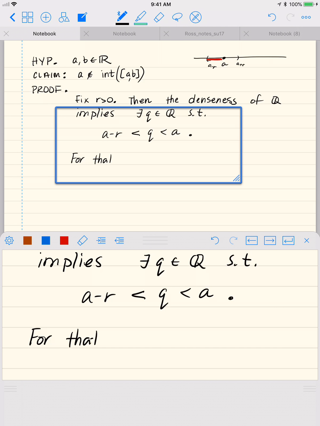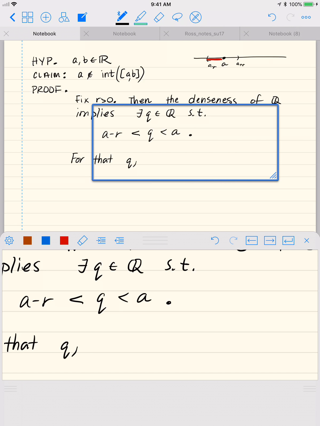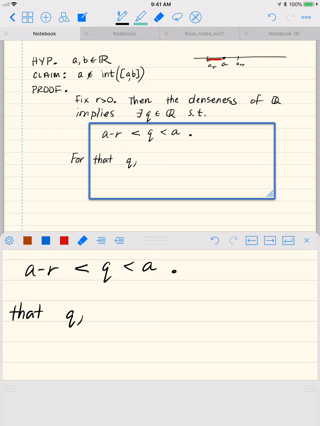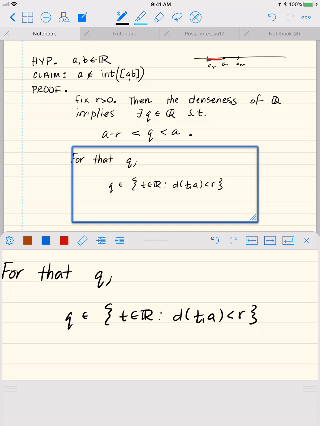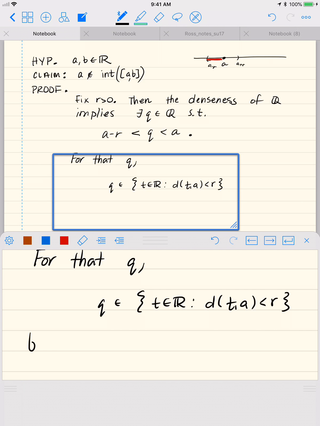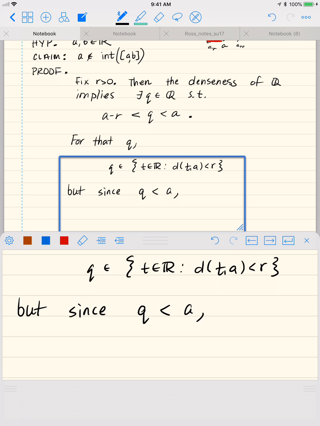For that Q, Q belongs to the set of T in R such that the distance between T and A is less than R. But since Q is less than A, Q does not belong to A intersection the closed interval from A to B.